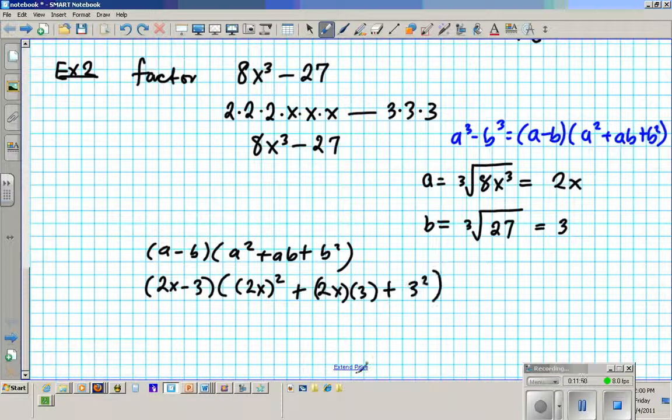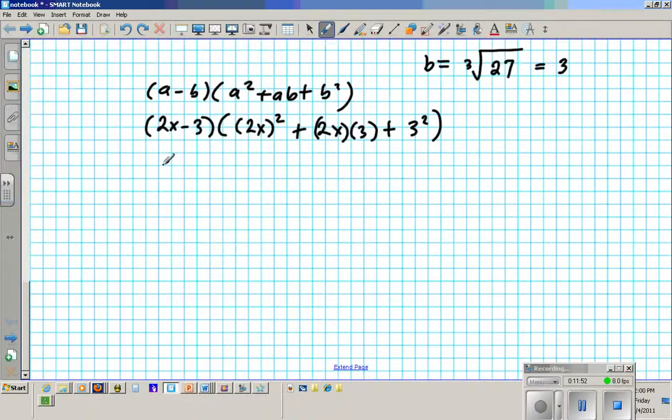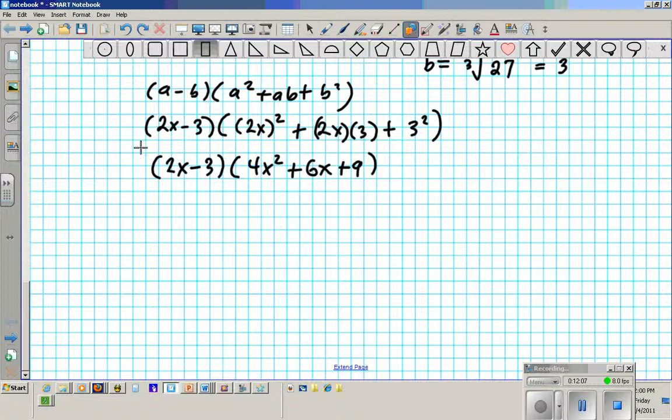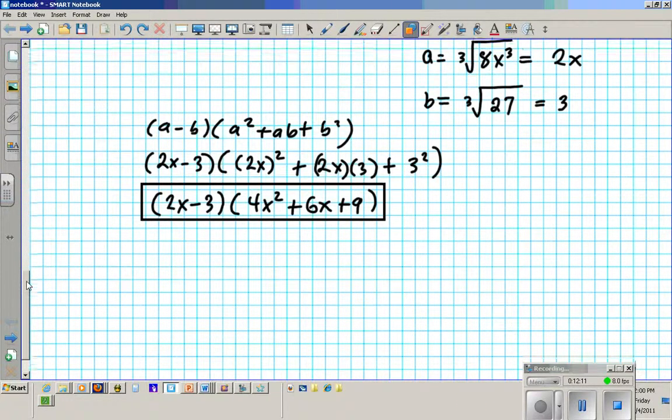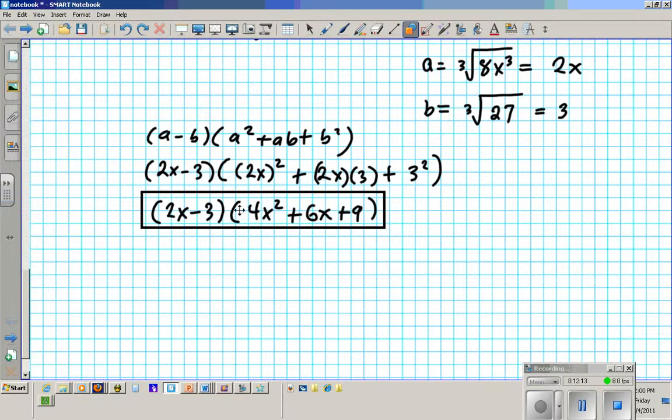So let's just simplify this to make it look nice, okay? So our answer is going to be 2x minus 3 times 4x squared plus 6x plus 9. And there goes your answer for the factored form, okay? These formulas are what you need to factor whenever you want to use formulas, okay? All right, so that goes that for factoring.